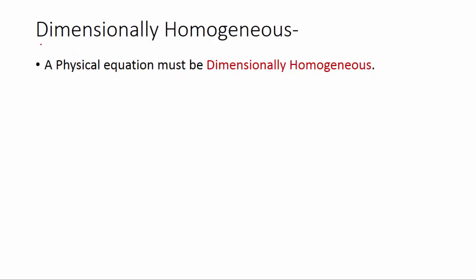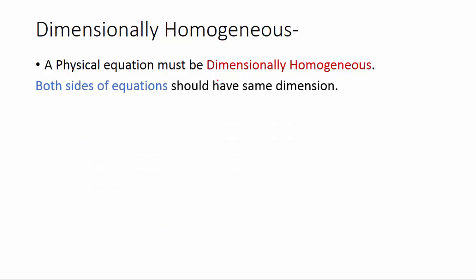Here is a condition: dimensionally homogeneous. This condition is for physical equations. All physical equations must be dimensionally homogeneous. That means they should be dimensionally correct. Homogeneous means they should have the same dimensions, or all the terms in the equation should have the same dimensions.